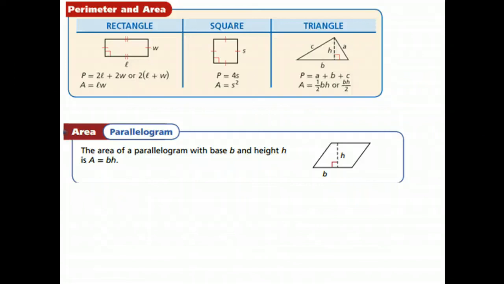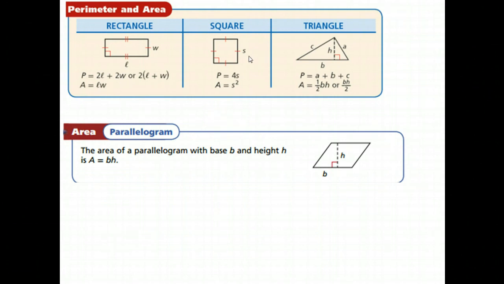All right, so we're going to talk about some rectangles, squares, triangles, and parallelograms. You will want to copy these formulas down. Notice in here we have the formula for the perimeter and area of a rectangle. Perimeter is 2 times the length plus 2 times the width. The area is length times width.